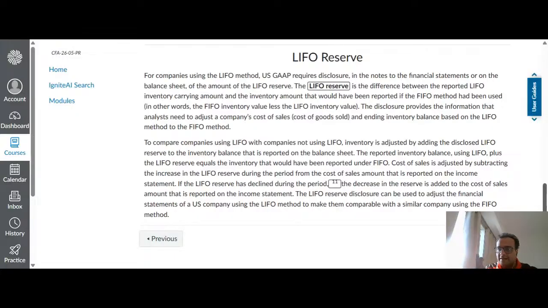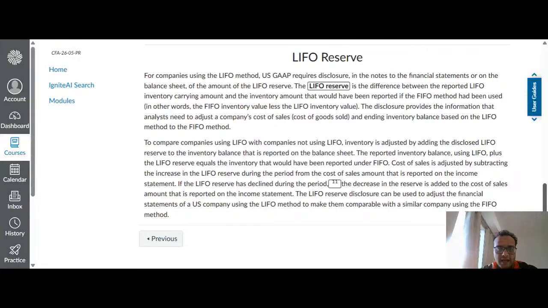तो दोनों का जो difference है is the LIFO reserve, and where it needs to be disclosed is required as a notes to the financial statement or in the balance sheet. It's optional. The disclosure provides the information that analysts need to adjust the company's cost of sales and ending inventory balance based on LIFO method to FIFO method. To compare companies using LIFO with the companies not using LIFO, the inventory is adjusted by adding undisclosed LIFO reserves to the inventory balance sheet that is reported on the balance sheet.